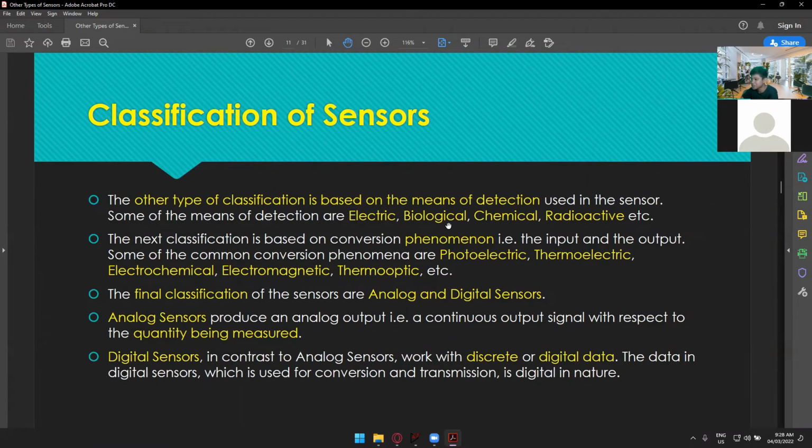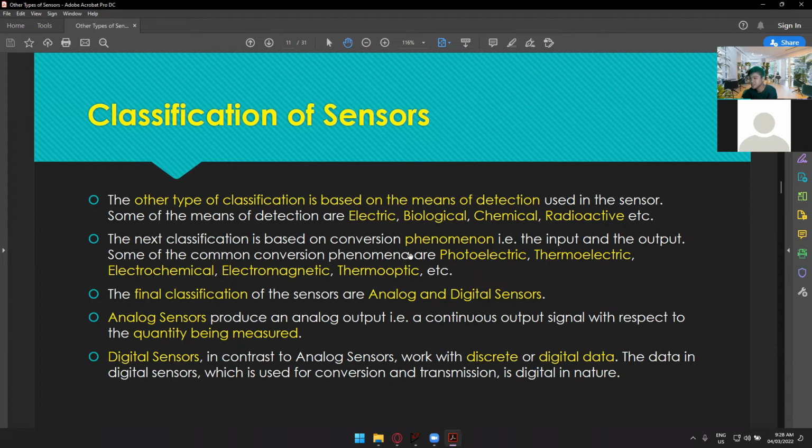For biological, chemical, and radioactive, I don't know how they sense those things, but it's a technology that can detect biological, chemical, and radioactive things. Most commonly, we will only stick with the electrical kind, since we are in the world of computers. There may be some part where you apply biological, chemical, or radioactive, but most likely it's 90% electrical energy only.